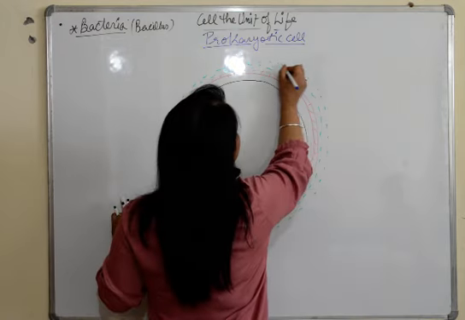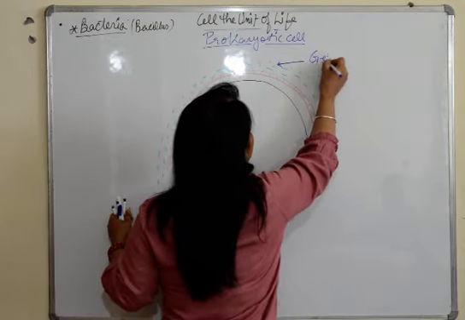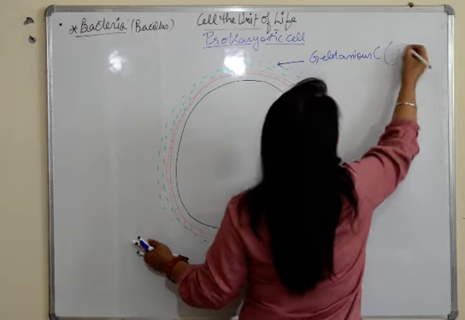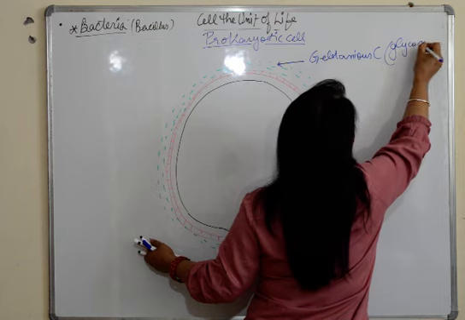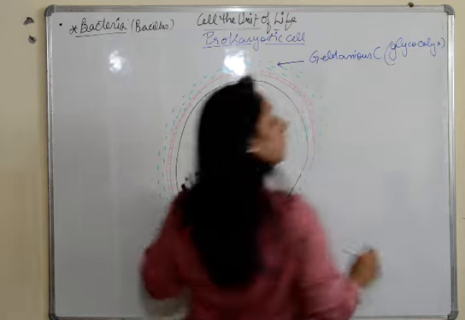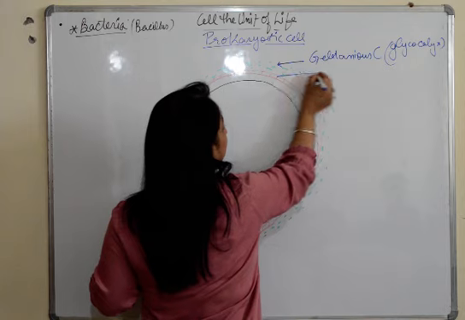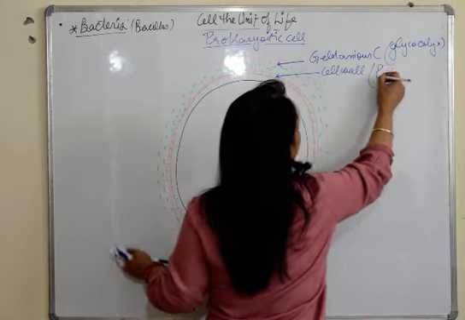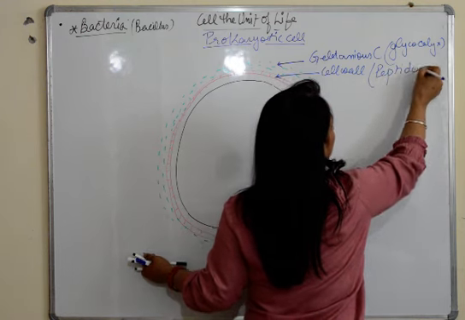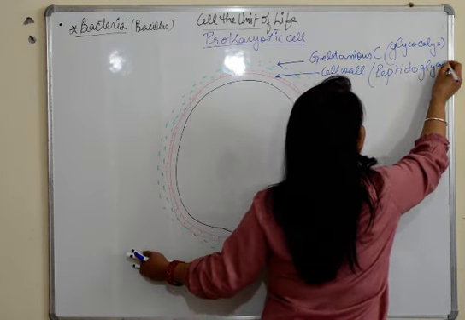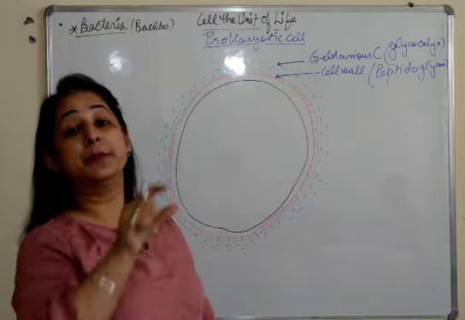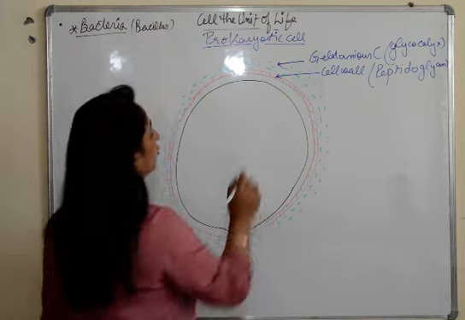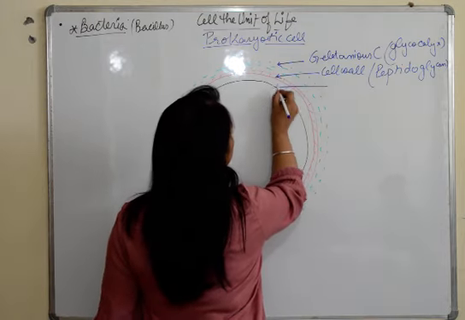So we have this gelatinous capsule made up of glycocalyx around the bacteria. Then we have the cell wall, and basically the cell wall is made up of peptidoglycan. Beta, all these are 1 mark questions. The bacterial cell wall is made up of dash. The gelatinous capsule around it is made up of dash. So please do make sure that you learn these.